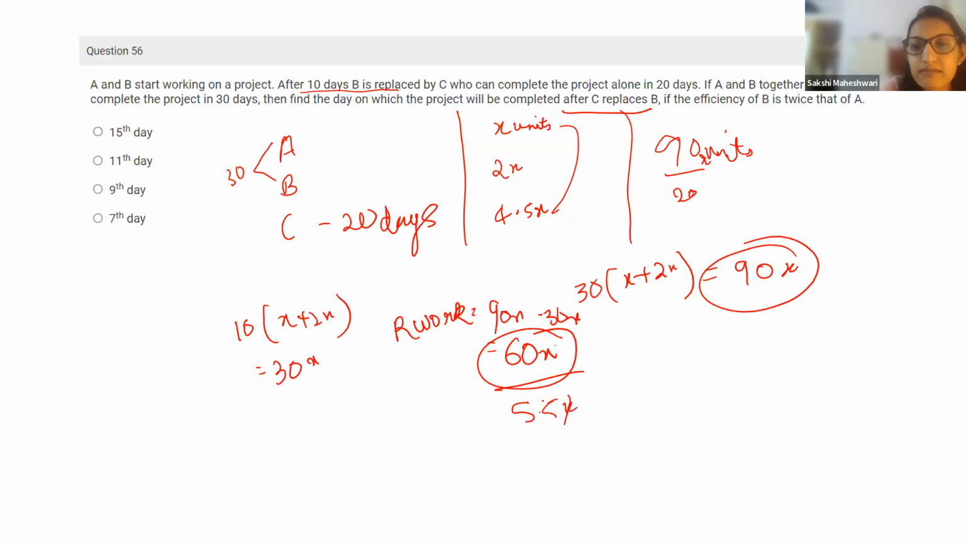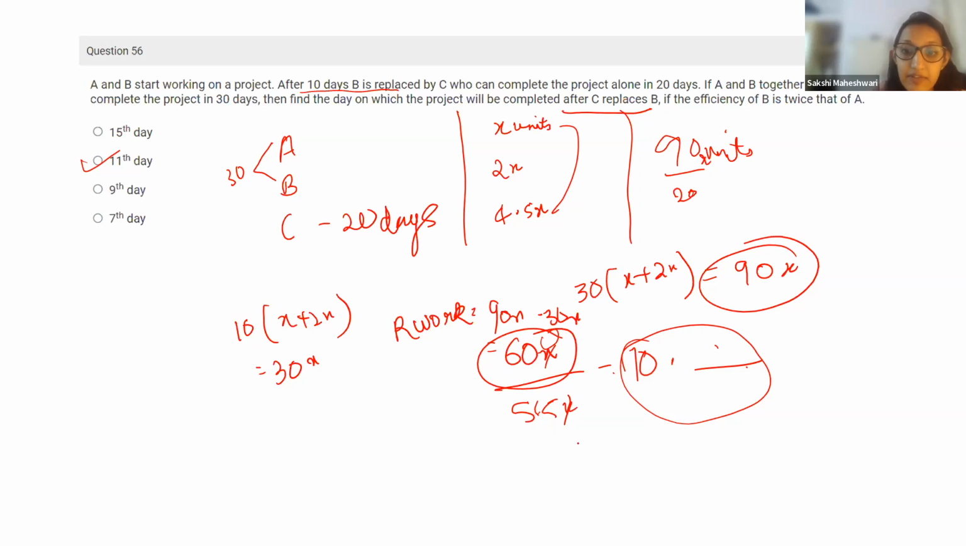So how many days will they take? This would be 10 point something. Okay. So after how many days after C replaces B, it will be 10 point something. So you can easily say 11 days, right? See, because for 5.5x, you will divide 600 by 55. It will be more than 10 obviously, and 550 plus 55 will be less than 600. So it has to be 10 point something, right? Yes, 11. Cool.